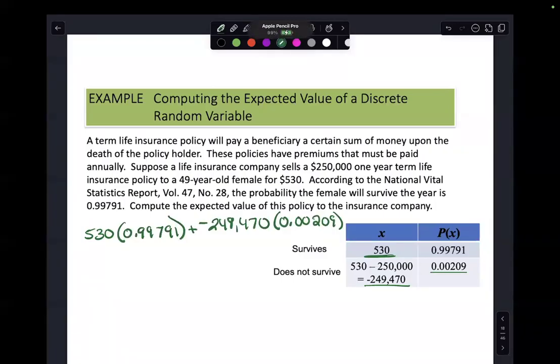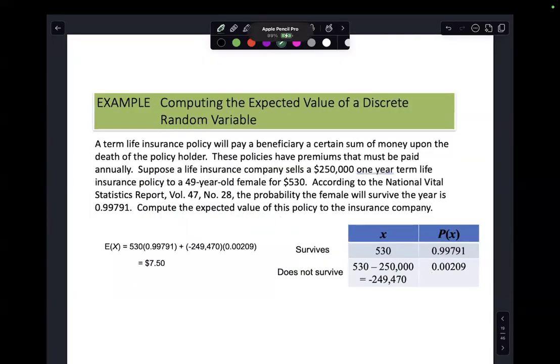So I'm going to put this in my calculator. The insurance company is expecting to make $7.50 per policy. Now that doesn't seem like a lot. I sure hope that's the number that was over here. Yeah. It doesn't seem like a lot, but think about it. If they have thousands of these policies sold, they're making some money. They're making bank.